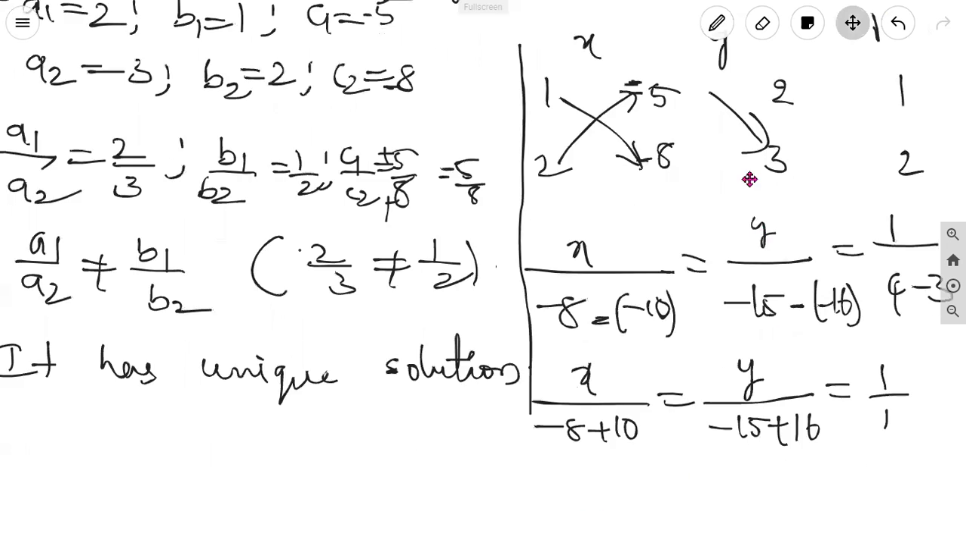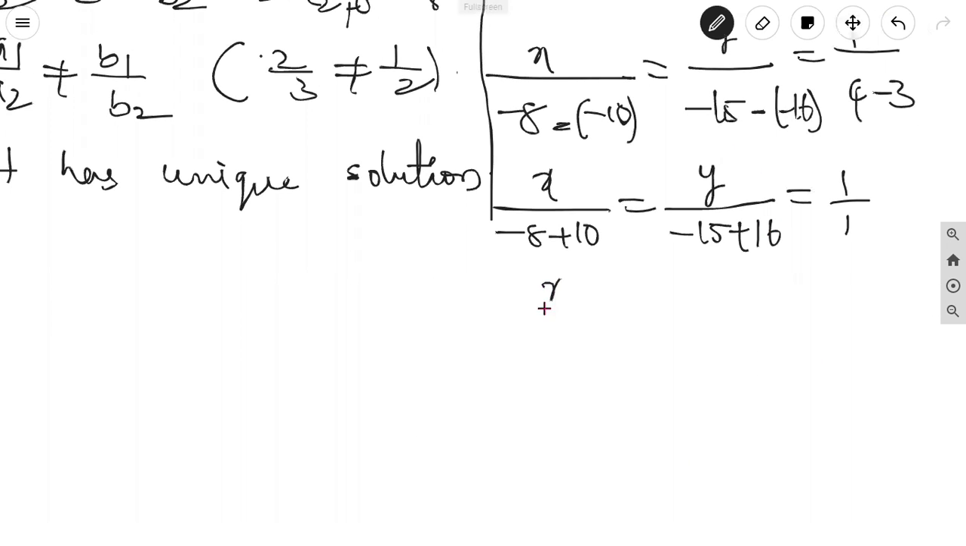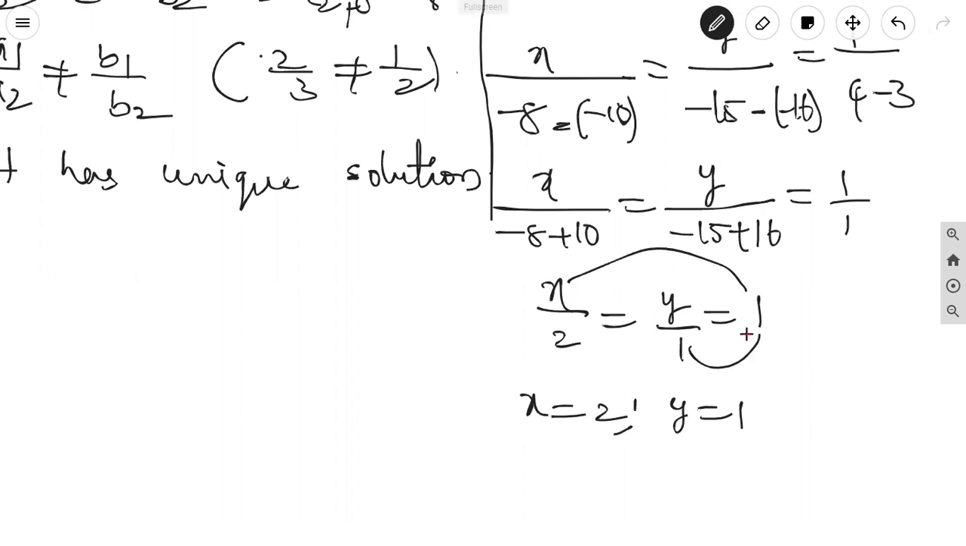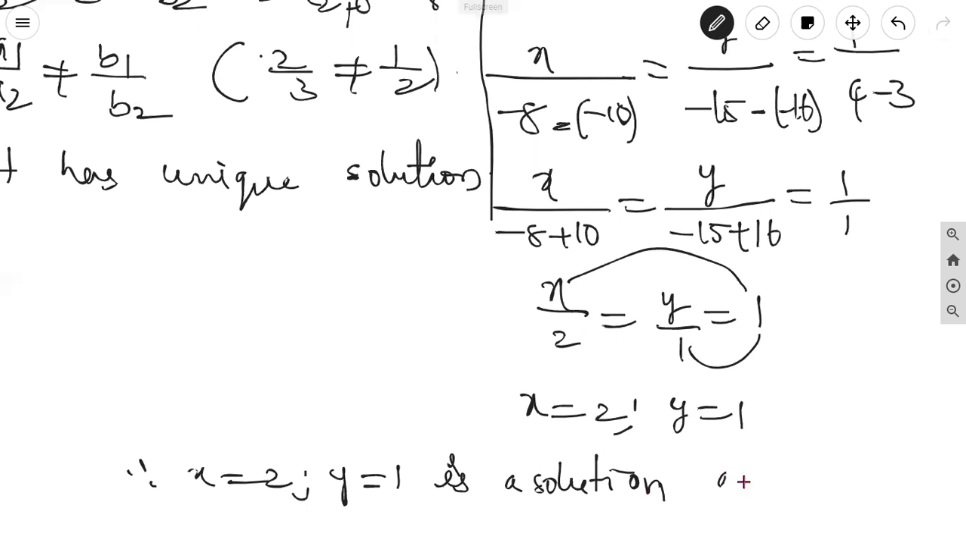And equate: x by 2 equal to y by 1 equal to 1. So x equal to 2, y equal to 1. Equating these two, therefore x equal to 2, y equal to 1 is the solution of the given pair of linear equations.